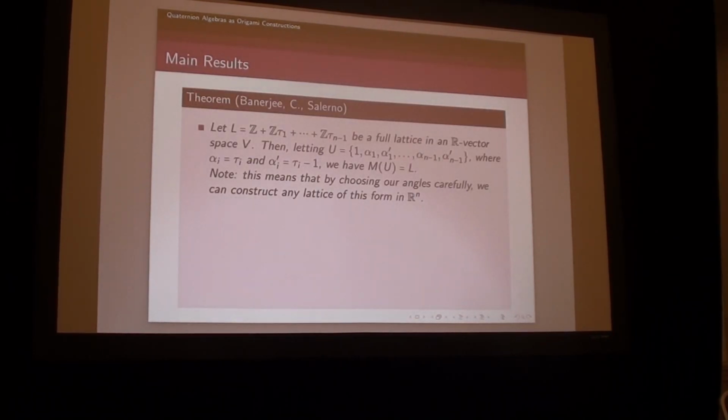So here are our main results. It turns out, in any real vector space, you can take a lattice generated by 1 and then the basic elements tau 1 to tau minus 1. There is a certain set of angles that we can use to construct that specific lattice, which is really nice. We can take whatever lattice we want and construct it in this way. The angles come in pairs because you need two angles to make an intersection. So each time you add a dimension, you need two angles to get to that dimension.